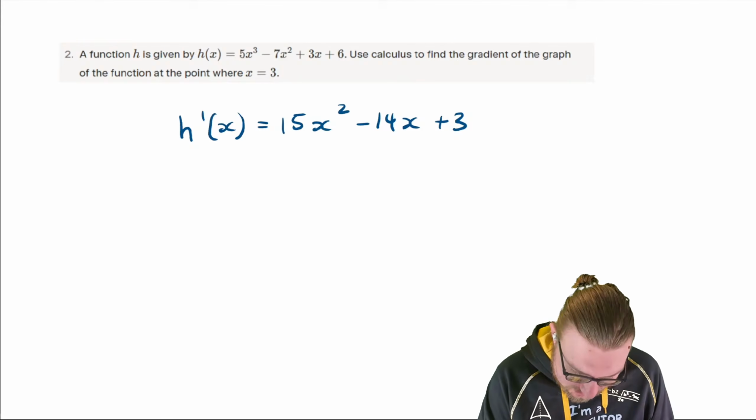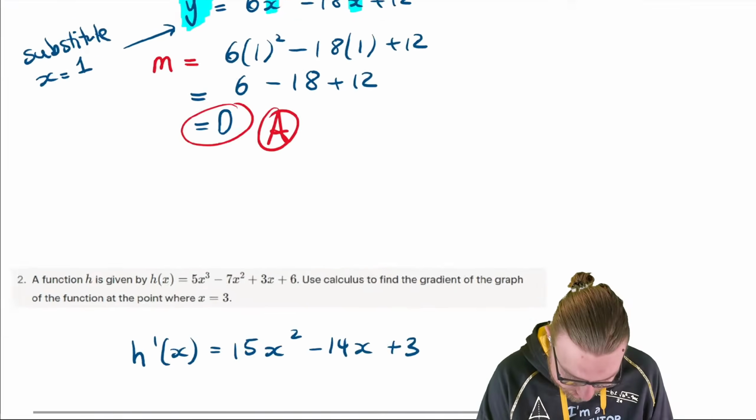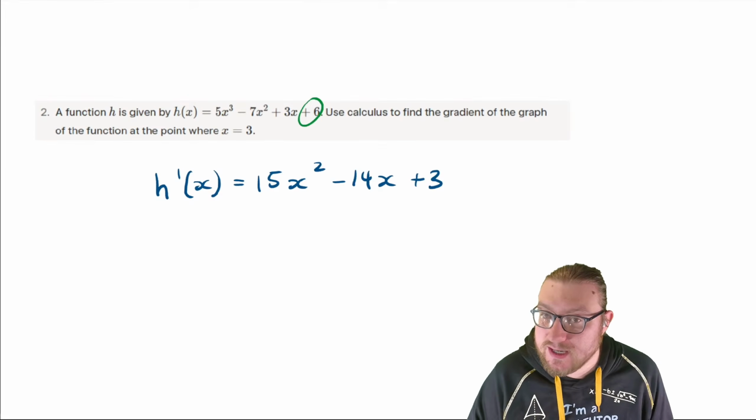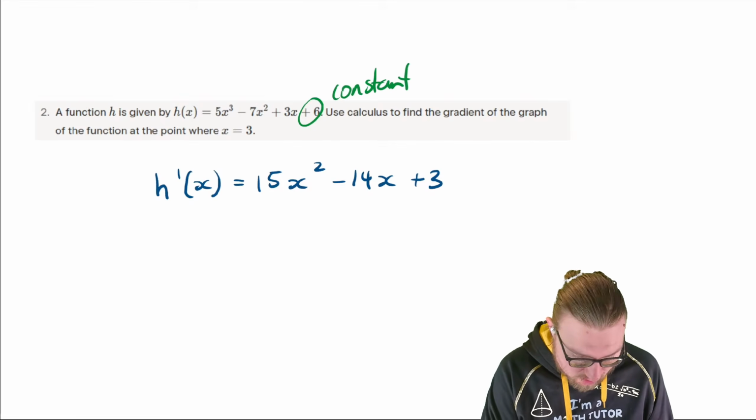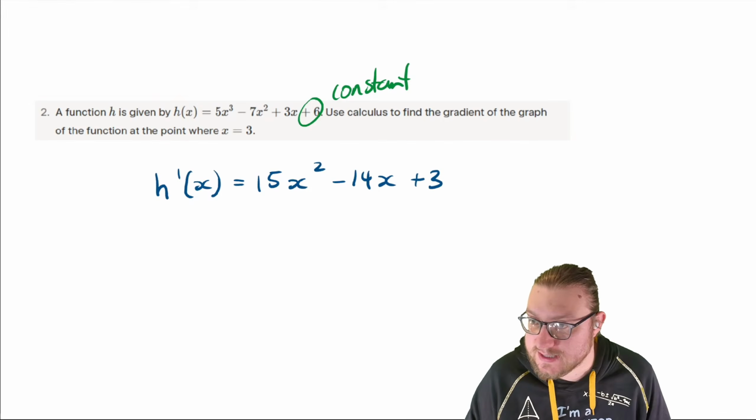And again, guys, what happened there? Sorry about that. What about the 6 here? This is the constant term. So there is no x in there. That just disappears, plus 0.